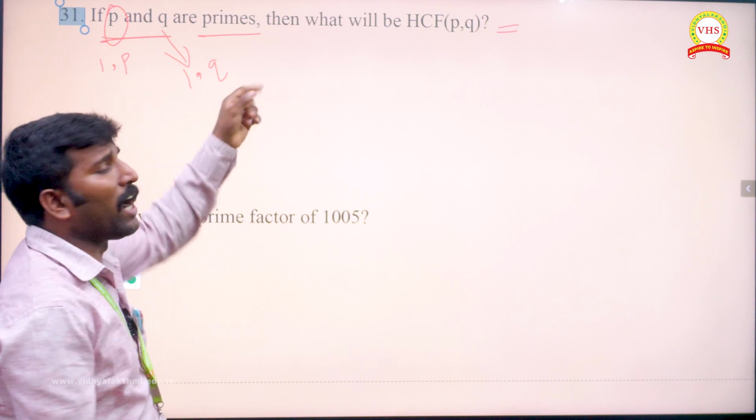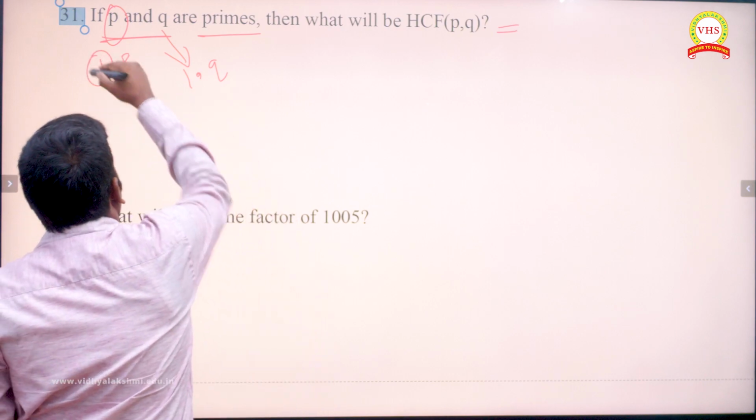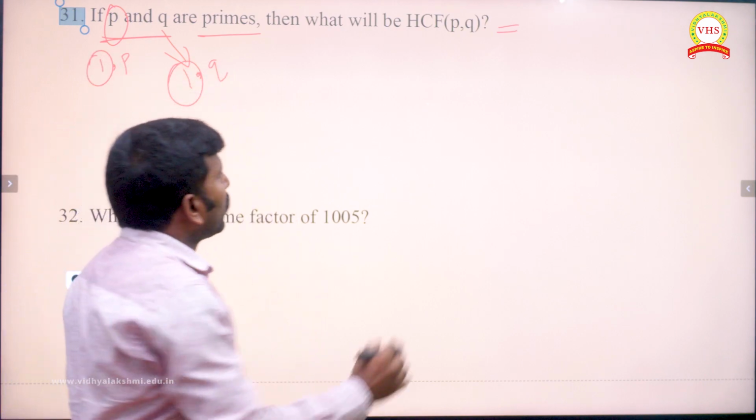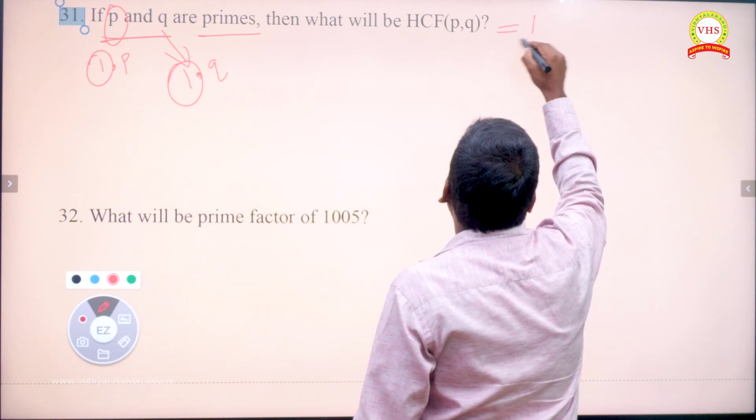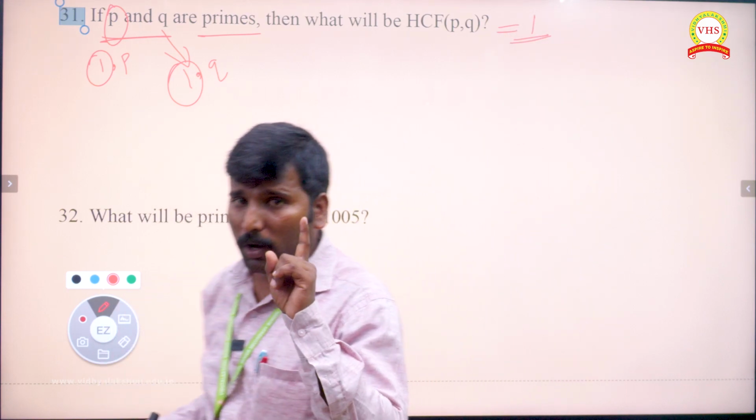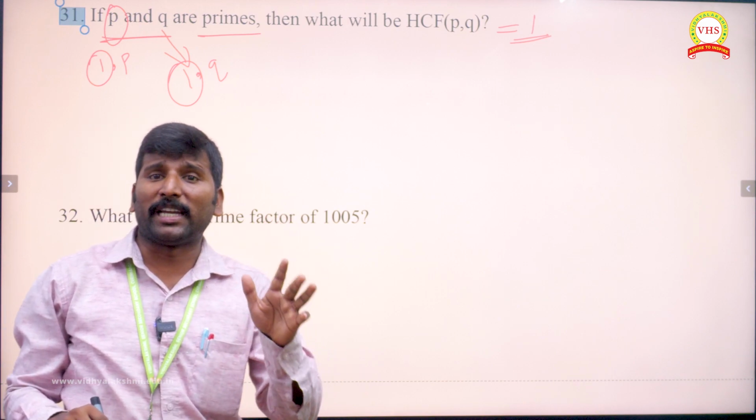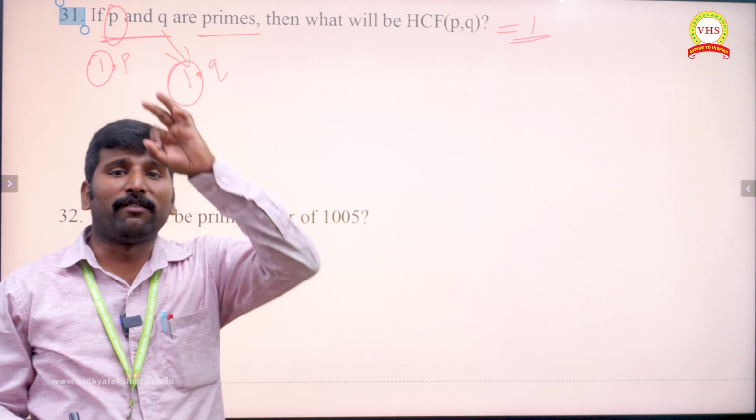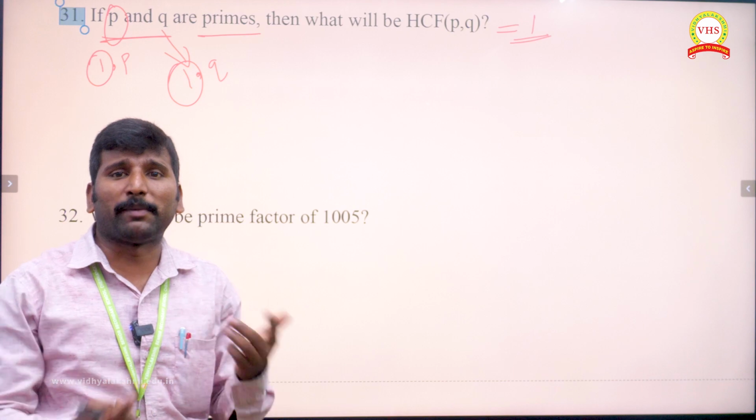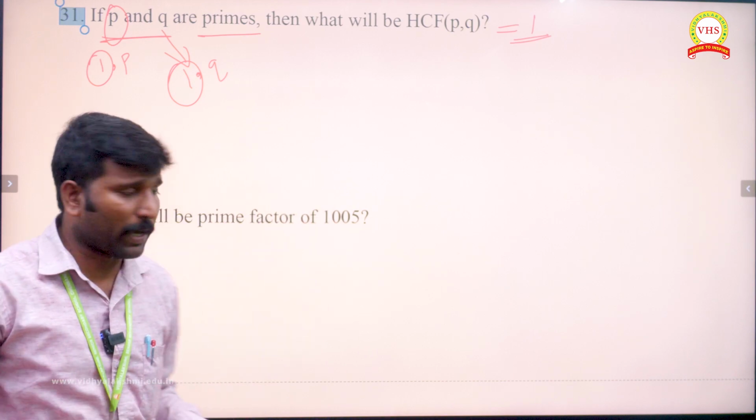Commonly what do we have? Commonly we have 1 only. So the HCF of p and q is always 1 when p and q are prime numbers. And LCM in the sense is the product of the numbers, don't forget.